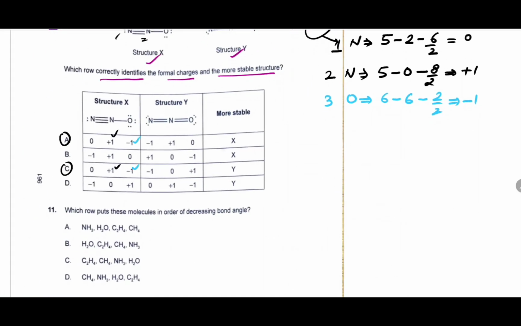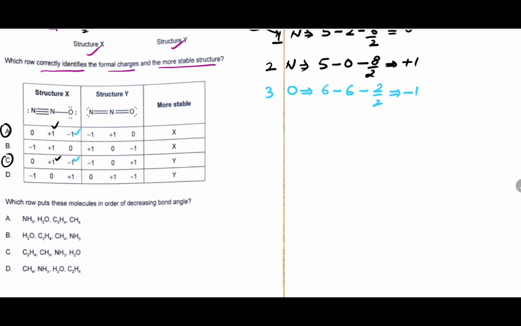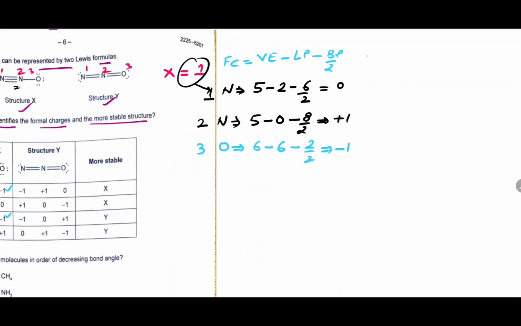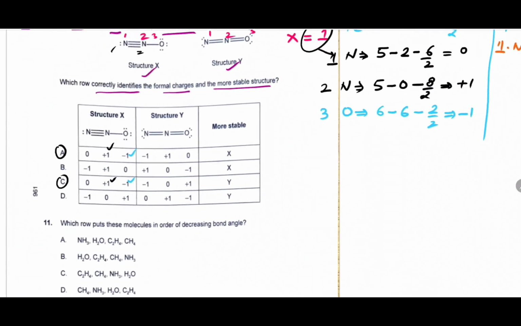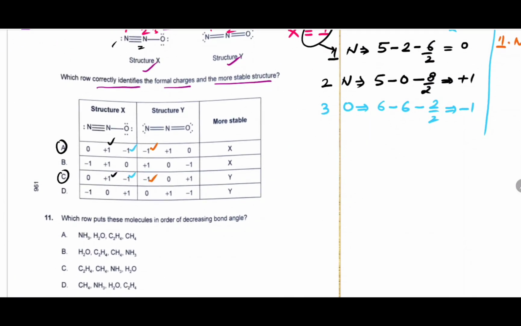It is again the same. Thus we have to find the formal charge of structure Y also. Now for structure Y, atom number 1, which is N. The first atom is nitrogen. The formal charge is 5 minus, it has 4 lone pair electrons, minus 4 bond pair electrons, 4 upon 2. 5 minus 4 minus 2, 5 minus 6, is minus 1. The charge on the first is minus 1.